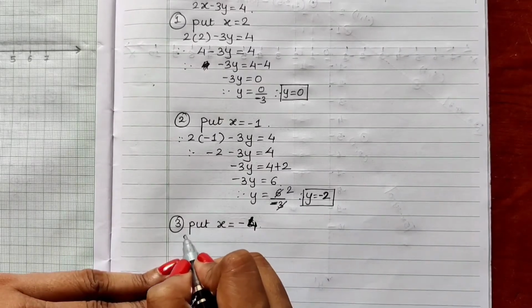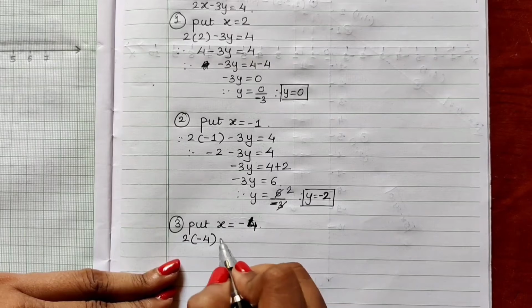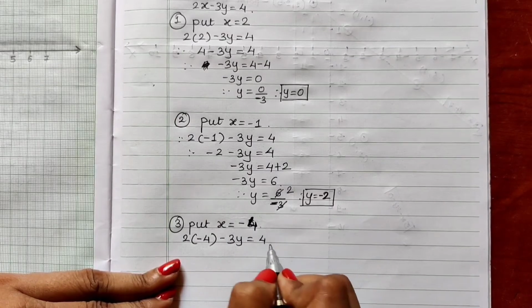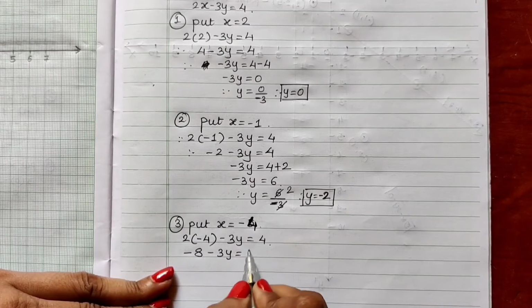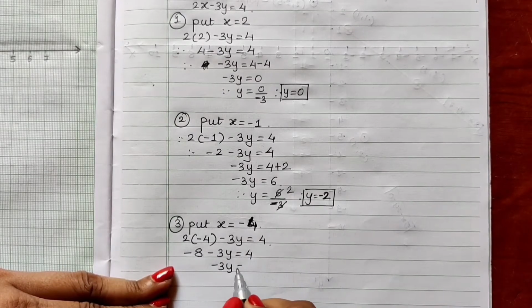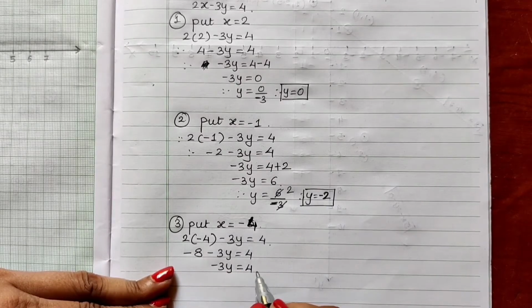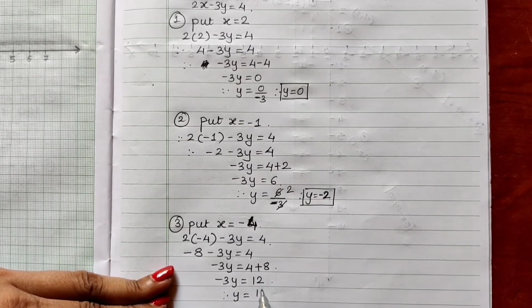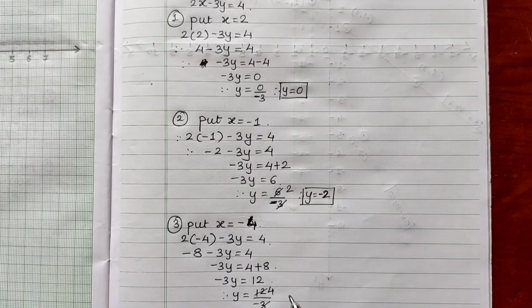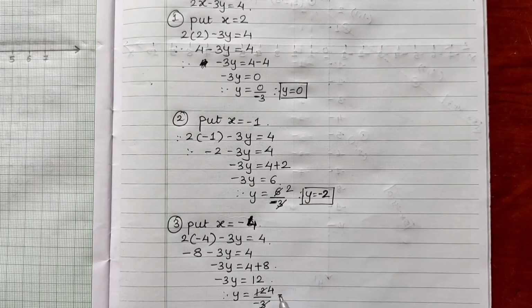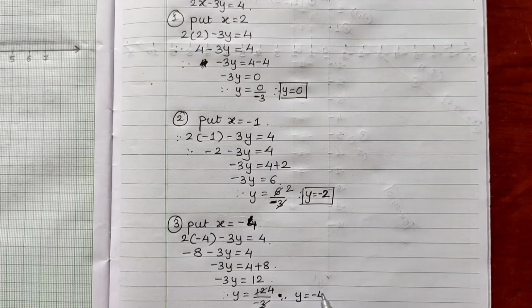So if I put x is equal to minus 4, 2 into minus 4, minus 3y is equal to 4. 4 2s are 8, it is minus 8. Minus 3y is equal to 4. Minus 3y as it is, 4 as it is. Minus 8 we transfer, it becomes plus 8. Minus 3y is equal to 4 plus 8 is 12. Therefore y is equal to 12 upon minus 3. 12 can be cancelled by 3. 3 1s are 3, 3 4s are 12. And therefore y is equal to minus 4.